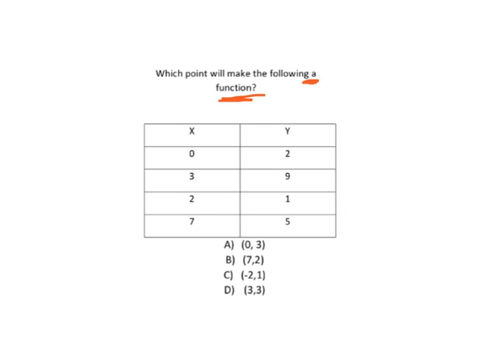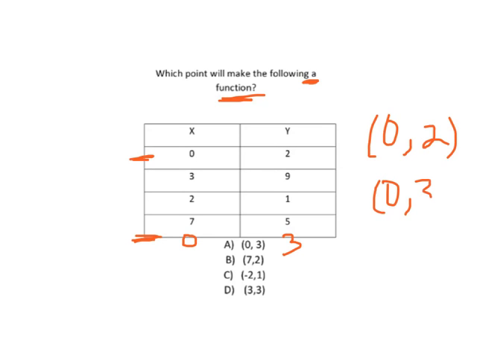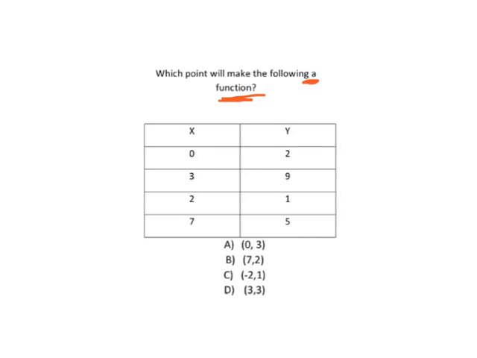This next one is asking which point will make the following a function. So point A says 0, 3. If we added 0, 3 to this table, would it be a function? No, because then we'd have two of the same x values with different y values. So when x equals 0, y could equal 2 or 3. So that one does not work. What if we tried 7, 2? Would that be a function? No, because you'd have 2 times where x is 7.